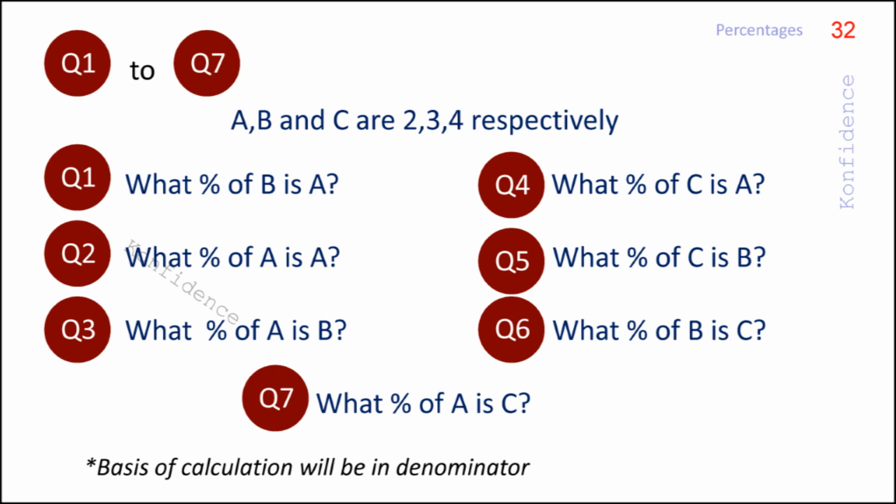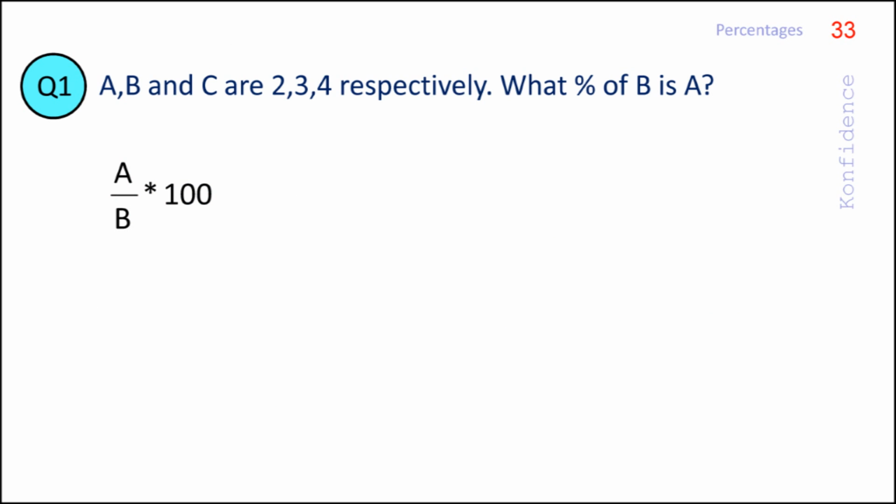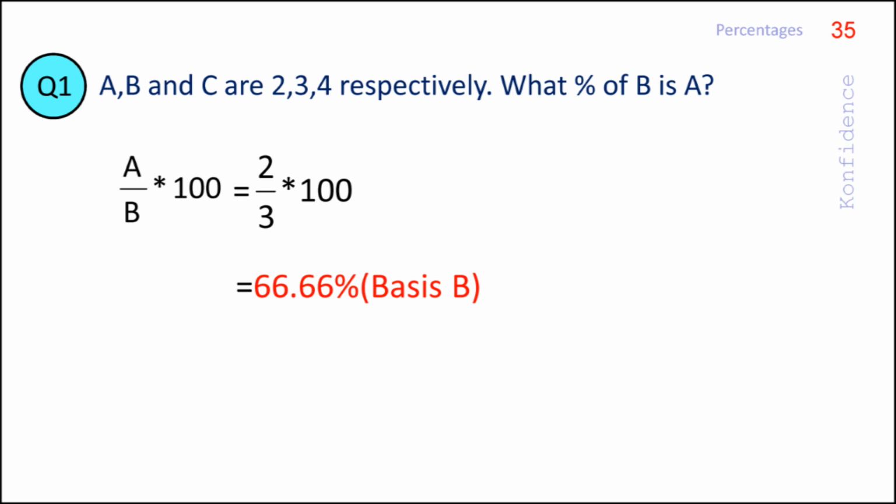The key to answering all these questions will be in identifying the basis of calculation. The basis of calculation will be in the denominator. Now think and find out the answer to each one of this. The answers are Q1, A by B into 100, that is equal to 2 by 3 into 100, that is equal to 66.66%. Note that the basis here is B.